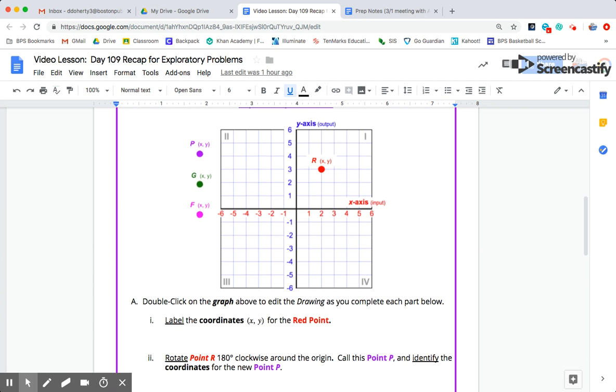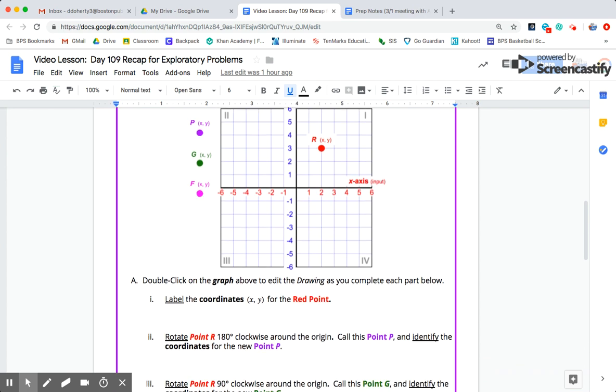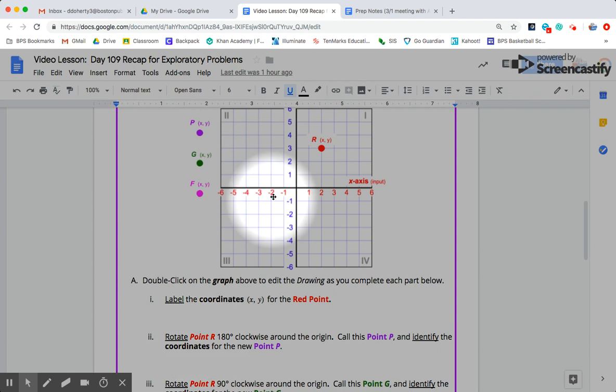So your first job today, part one, you were just going to label the coordinates for the red point. And then part two, so we're going to do part one and part two together here. Part two asks you specifically, you're going to rotate this red point, point R, 180 degrees in a clockwise direction. And the origin is going to be the center of rotation. The middle of the graph is the center of rotation. So really the entire graph is going to be spinning around 180 degrees. You were asked to call this point P.